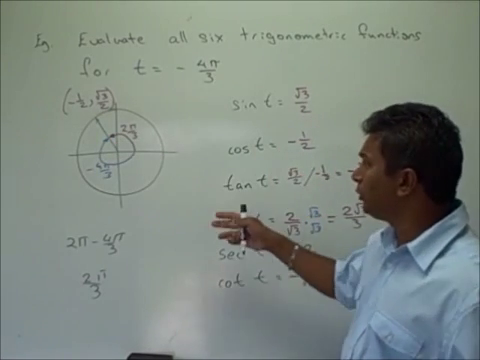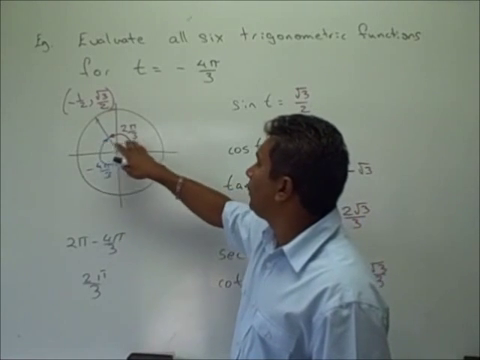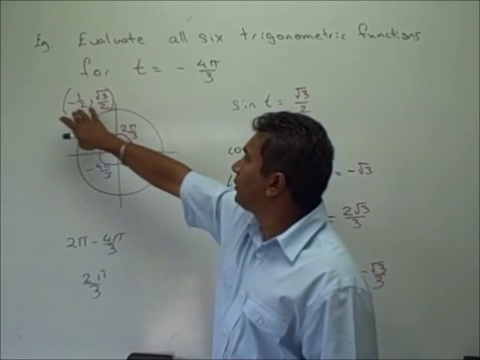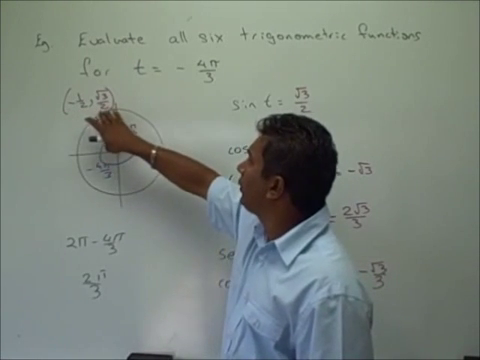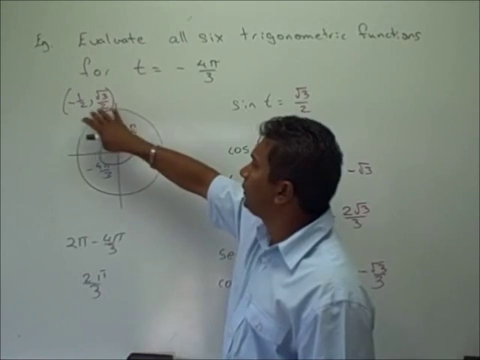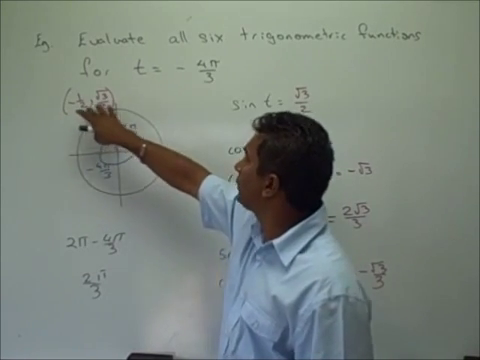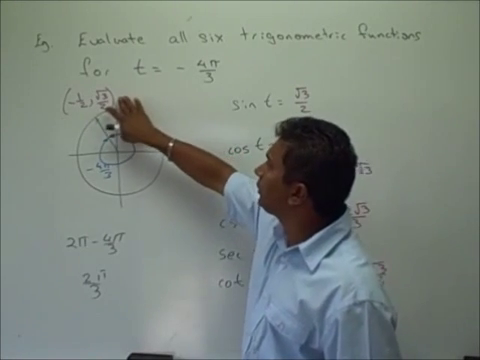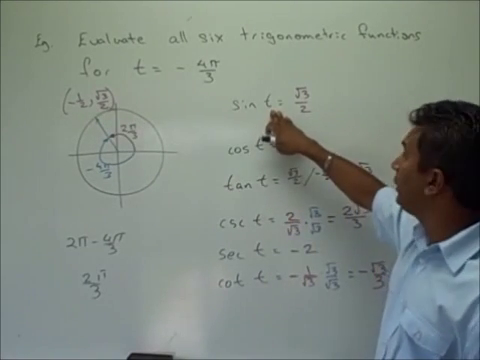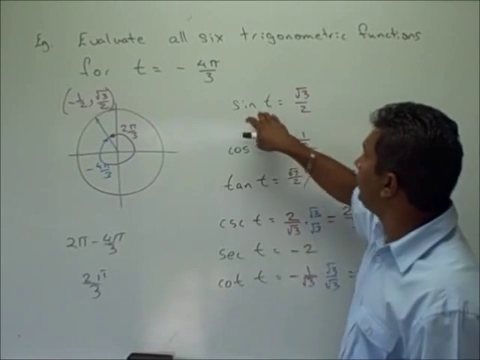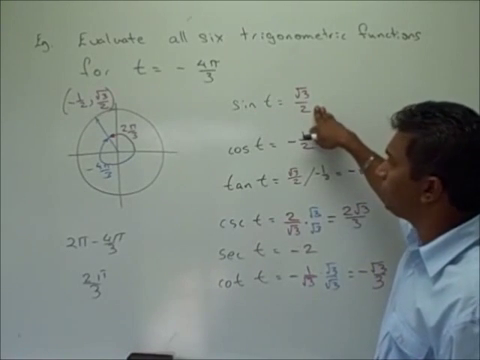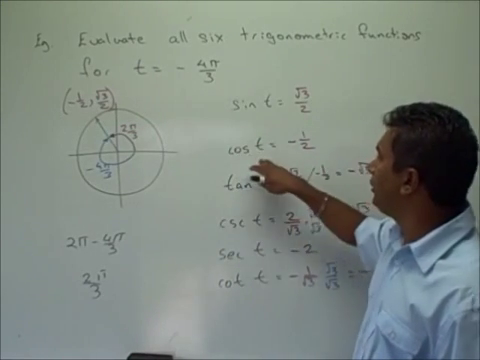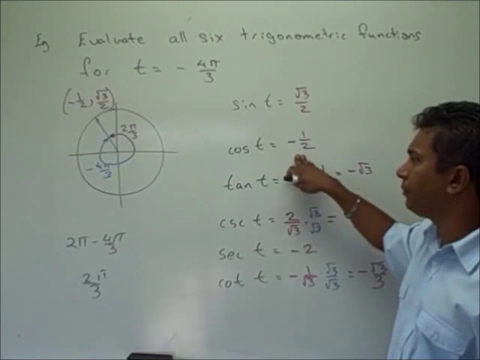We know from our unit circle that when theta is equal to 2 pi over 3, the x and y coordinates are negative 1/2 and square root of 3 over 2. Since we know our x and y coordinates, we should be able to find all 6 trig functions. We know the y coordinate, square root of 3 over 2, is our sine. So sine of t is equal to the square root of 3 over 2. We know the x coordinate is our cosine value, so the cosine of t is equal to negative 1/2.